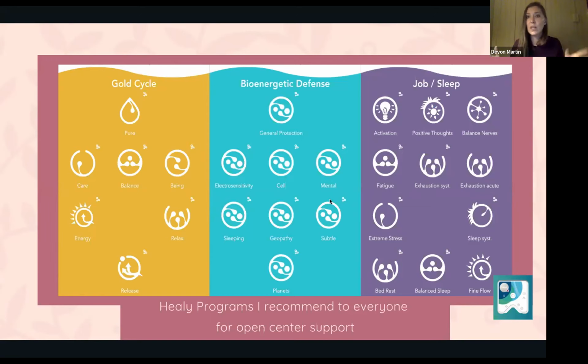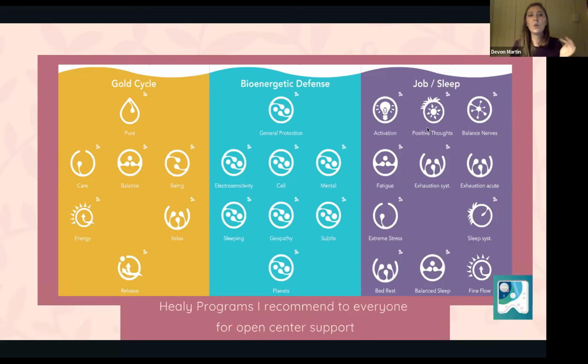I am a crazy sensitive sponge. When I first got the Healy a couple years ago, the sleeping protection changed my life. I'm actually doing a general protection right now because I noticed that on Zoom and different things like that, I can just get energetically wiped out because of my sensitivity. In the job and sleep programs, I did this because of the stress and the sleep, because when we are sleeping better or we have more positive thoughts about our mental stuff or the mental shadows that come up, it can really affect everything else.